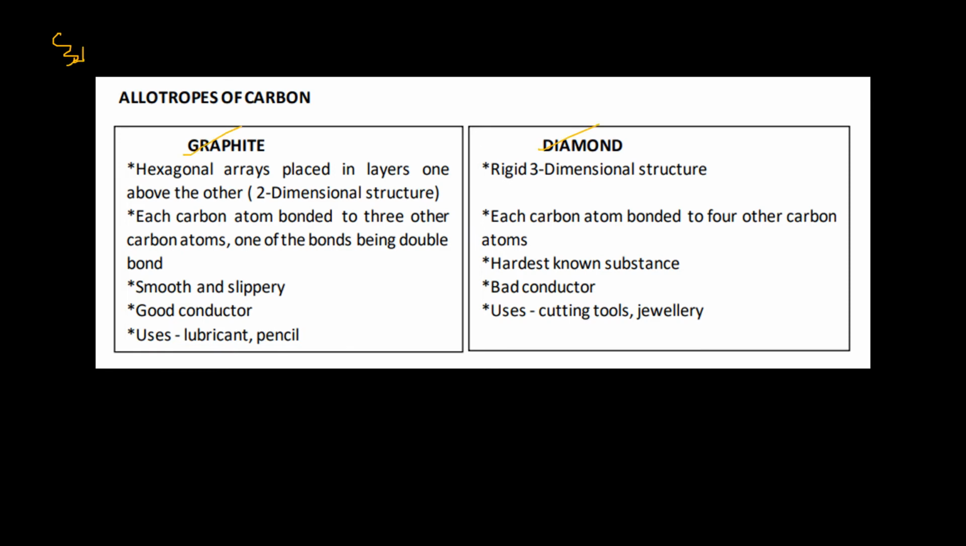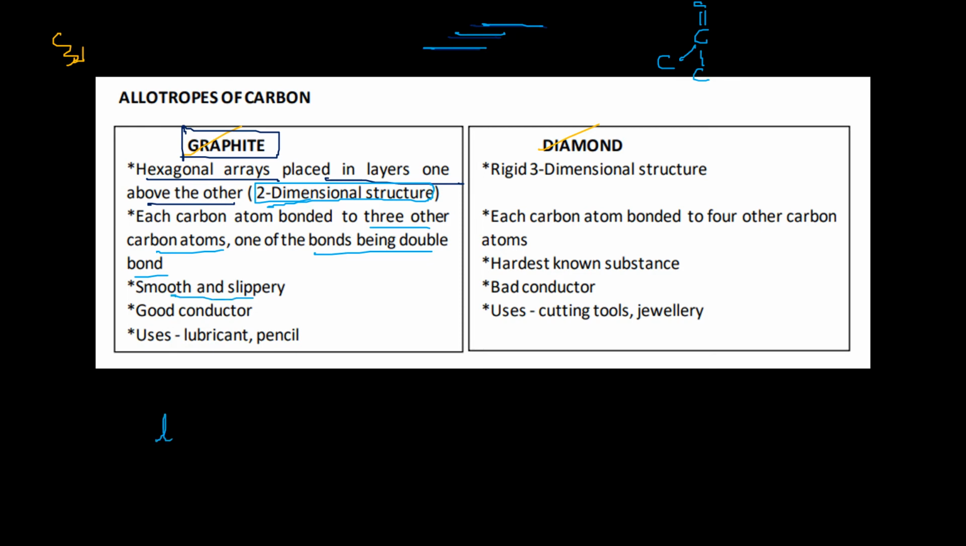Both are very important. What is graphite? You can see in your textbook the structure of graphite and the structure of diamond. Graphite is hexagonal arrays placed in layers one above the other. It is a two-dimensional structure. Each carbon atom is bonded to 3 other carbon atoms, one of the bonds being a double bond. So 1, 2, 3, 4, valency is satisfied.